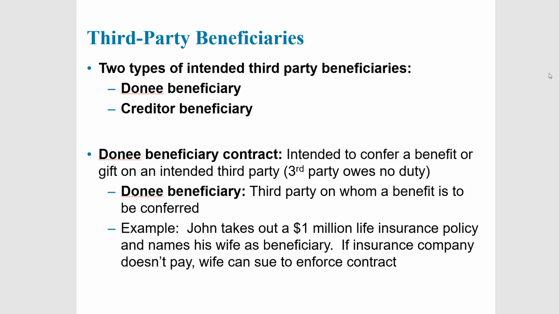An example of this, the most common example of this, is let's say John goes out and takes out a $1 million life insurance policy and names his wife as the beneficiary. So if he dies, his wife would get the $1 million on the policy. If John dies and if the insurance company doesn't pay, the wife would have the right to sue to enforce the contract, even though she was not privy to the original contract. She was a named intended beneficiary and would have rights to enforce it.